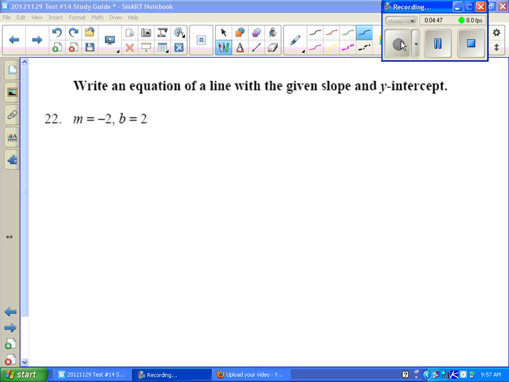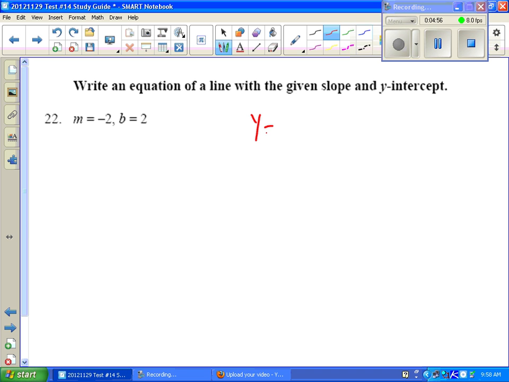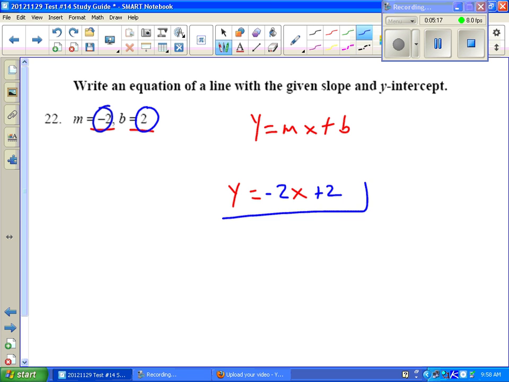Okay, picking up on 22, writing the equation of a line with the given slope and y-intercept. Your equation is in slope-intercept form. Y equals mx plus b. So you have m and you have b given to you right now. Compared to what we've been doing this week, this is much easier. All you have to do is plug the values in. You leave y, you leave equals, and you leave x. And then you just plug in m is -2 right here, and you plug in b is +2 in the b spot. Y equals -2x plus 2.